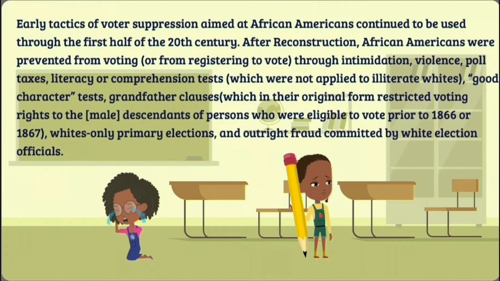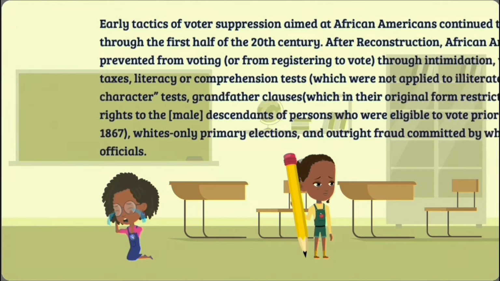After Reconstruction, African Americans were prevented from voting or registering to vote through intimidation, violence, poll taxes, literacy or comprehension tests, which were not applied to illiterate whites, "good character" tests, grandfather clauses, which in their original form restricted voting rights to the male descendants of persons who were eligible to vote prior to 1866 or 1867, whites-only primary elections, and outright fraud committed by white election officials.